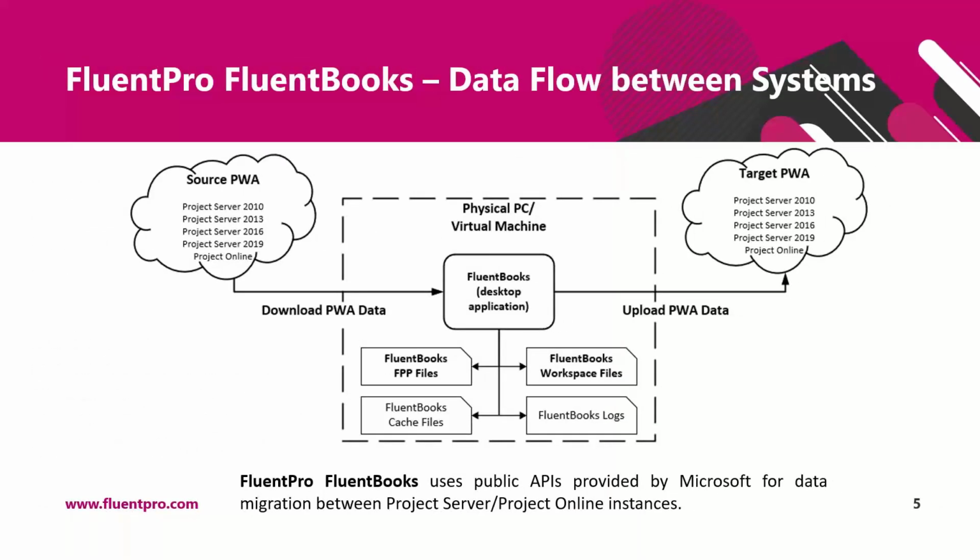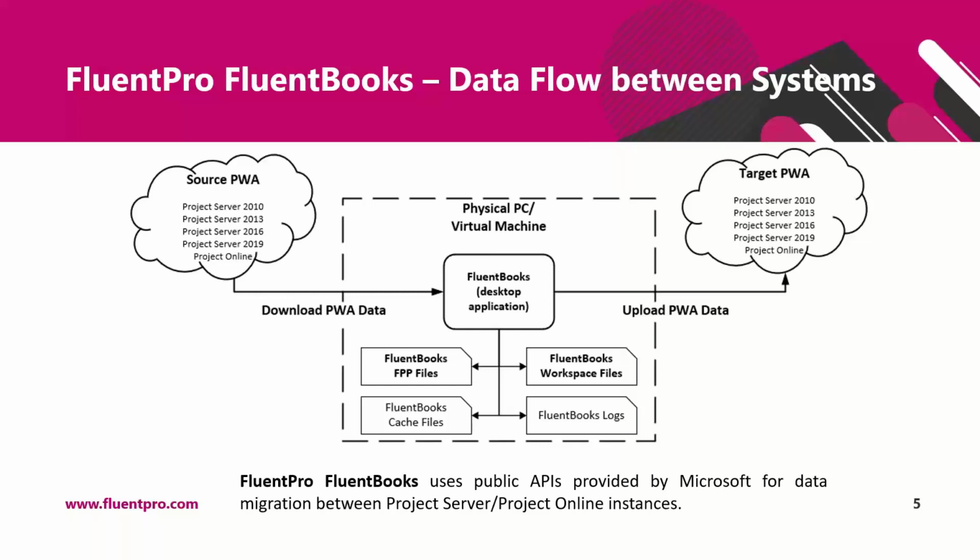So FluentBooks is a desktop application and it uses public APIs provided by Microsoft. It's CSOM, OData, SharePoint Foundation RPC Protocol, SharePoint 2013 Web Services. These APIs are used for data migration between Project Server on-premises and Project Online, as well as between different Project Online instances, like PWA in different tenants. Direct operations with the database are not performed during migration with FluentBooks, so it is not a database-to-database migration.